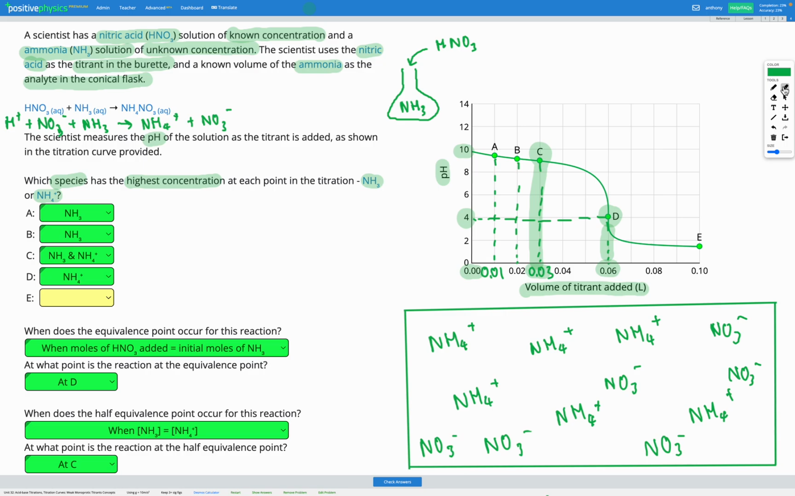Finally, let's look at what happens at point E. This is a point where we have 0.1 liters of our titrant added. So we know D was the equivalence point. That was the moment where all of our NH3 had reacted with the HNO3 added. Now we're just going to keep adding HNO3. And remember, HNO3 is a strong acid, so it's going to split up into its ions. So we're adding H plus and we're adding NO3 minus.